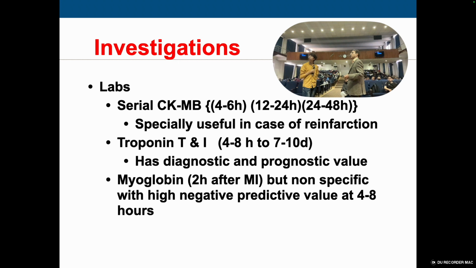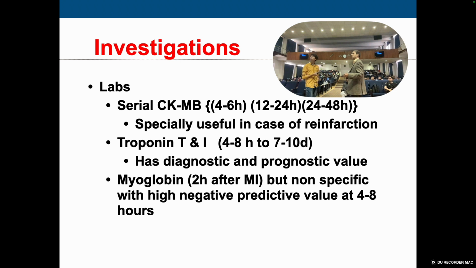Now myoglobin starts rising too after MI. This is the test which comes earliest, but the problem is it is not specific for the heart. It can come from the muscle. And the important thing is, if at 4 to 8 hours this is negative, it means this is not an event of MI. So it has a negative predictive value. If it is negative, it means the patient doesn't have an MI. So this is important in that context.